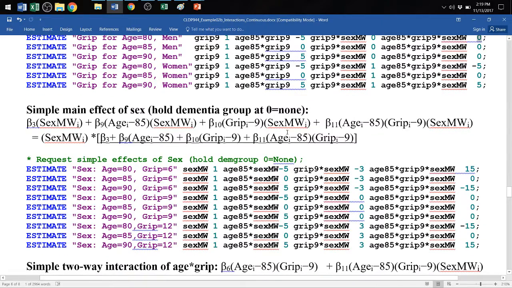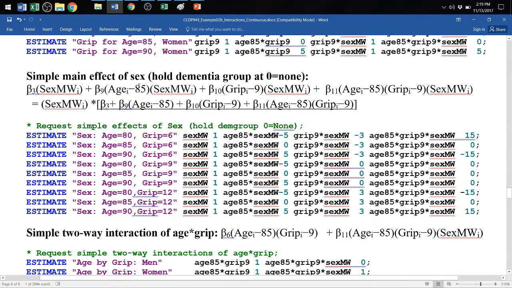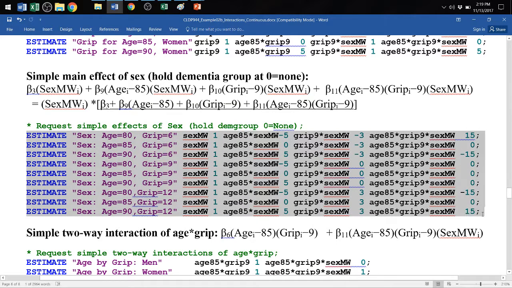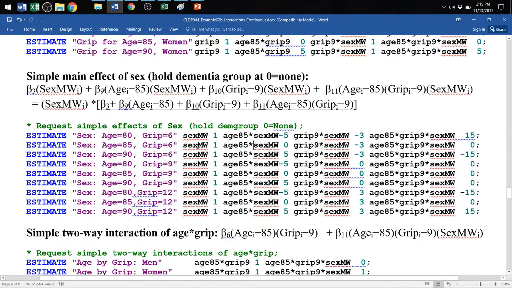Last but not least, the simple main effect of sex at different levels of grip and age. Same pattern. I know that I'm asking for a gender difference because each of these terms has gender in it, and I have gender 1 as the first term.